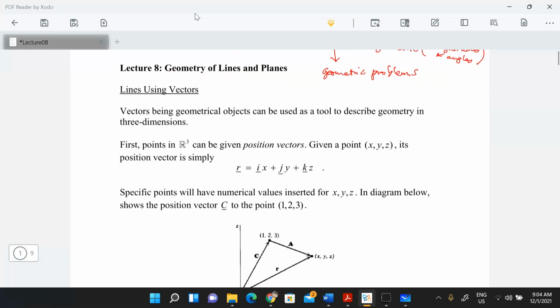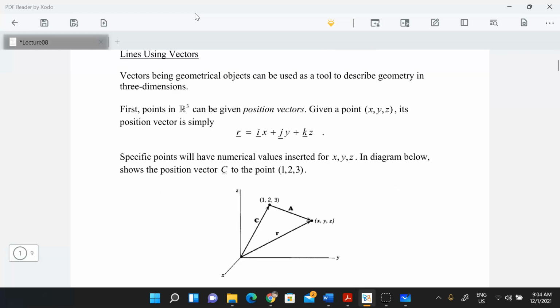So okay, what can we do with describing lines using vectors? First and foremost, we know that any point in the Euclidean space, in R3, one can give those points position vectors. So a general point here is essentially a general point. You can give it a position vector by writing it down in this manner. Okay, so you have just your x and y and z components multiplying their basis vectors along each direction of the coordinate.